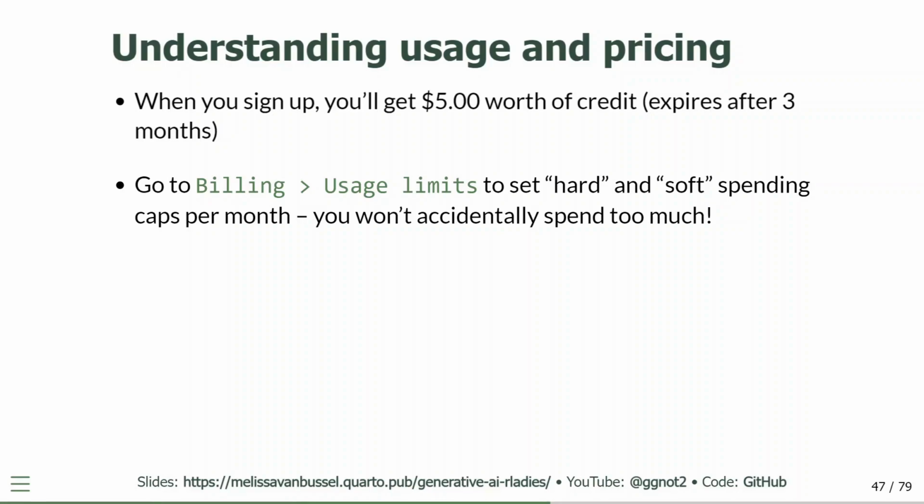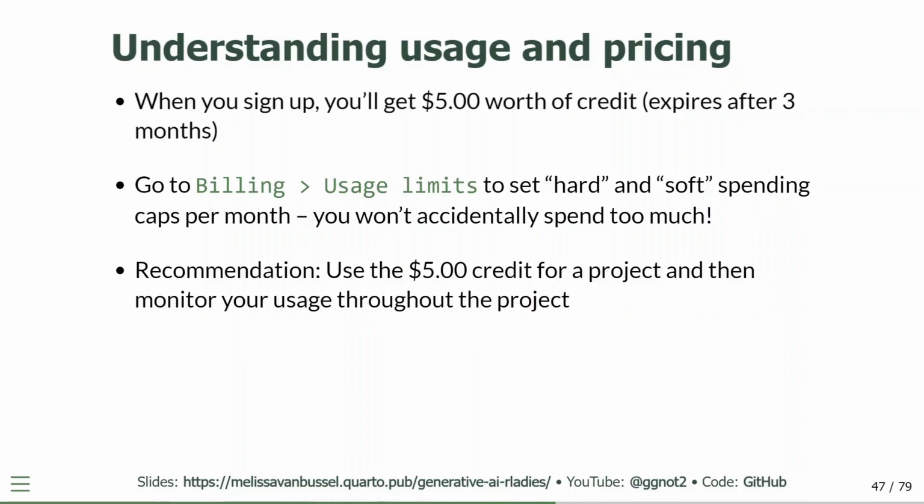How quick you're going to go through this $5 credit will really depend on what model you're using and how you're using those models. And at the end of this workshop, I'll show you how much I spent in order to make this workshop, just to give you a rough sense of how much this stuff costs. My personal recommendation is to use the $5 credit for a project and monitor your usage throughout the project. And that'll help you get a realistic expectation of how much money you're going to be spending in order to do this kind of thing. And it might help you decide what to set those soft and hard caps at.